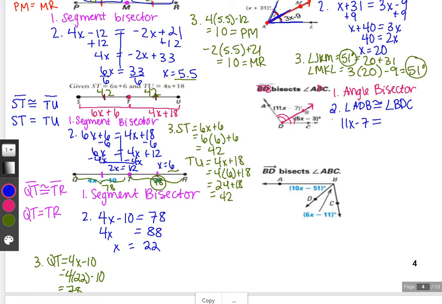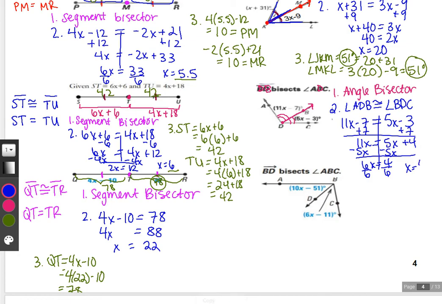So I can bring my 7 over. So that 11x equals 5x plus 4. Bring my 5x over. Divide by 6 on both sides. So x equals 4 over 6, which if you want to write as a decimal would be about 0.6 repeating. So I'm just going to leave it as 4 over 6. Now we need to plug it back in to find our values.